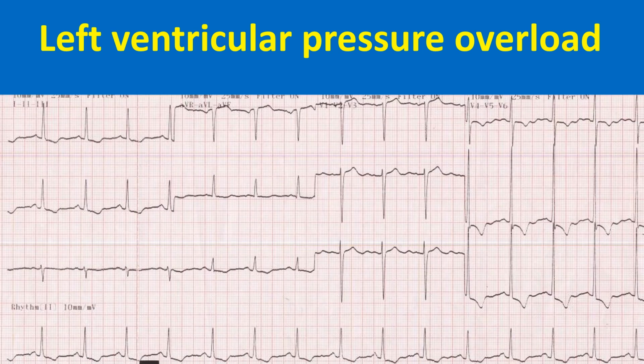Severe left ventricular hypertrophy with strain pattern in severe aortic stenosis. The R waves in V5 and V6 are so tall that they are overlapping with tracings in the channel above. ST segment depression and T wave inversion are seen in inferior and lateral leads.